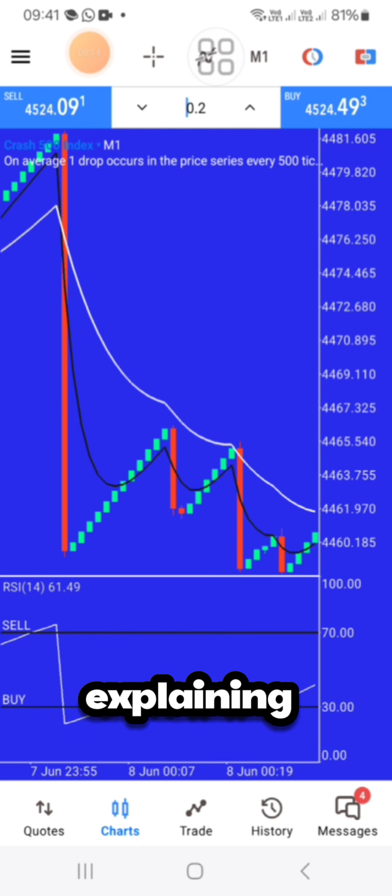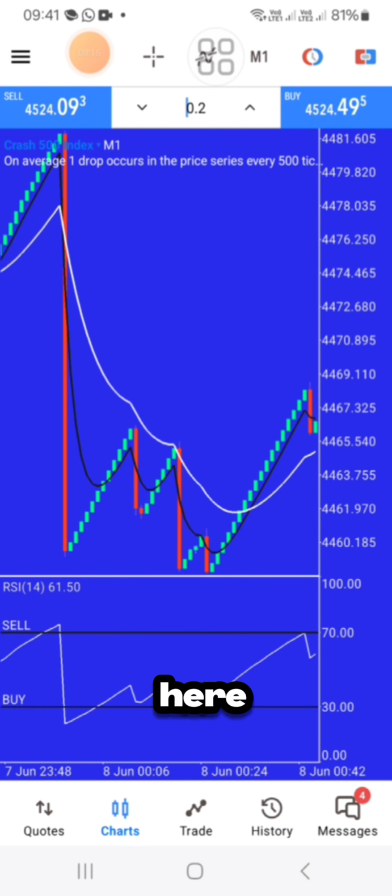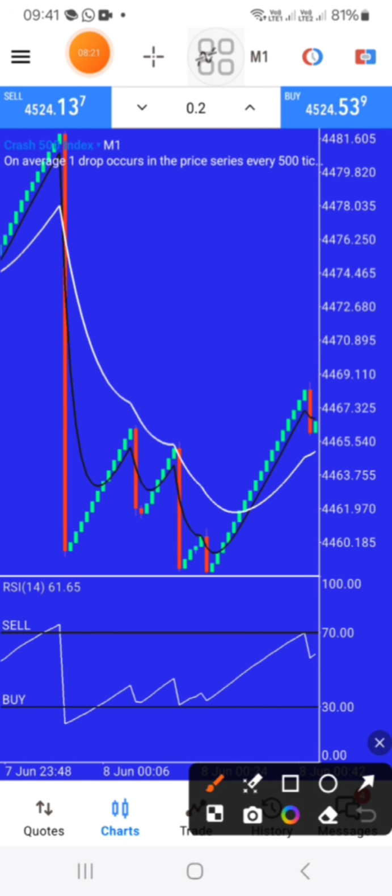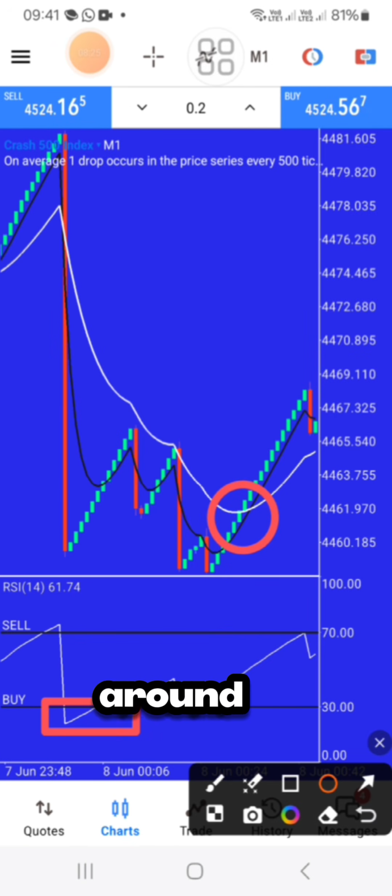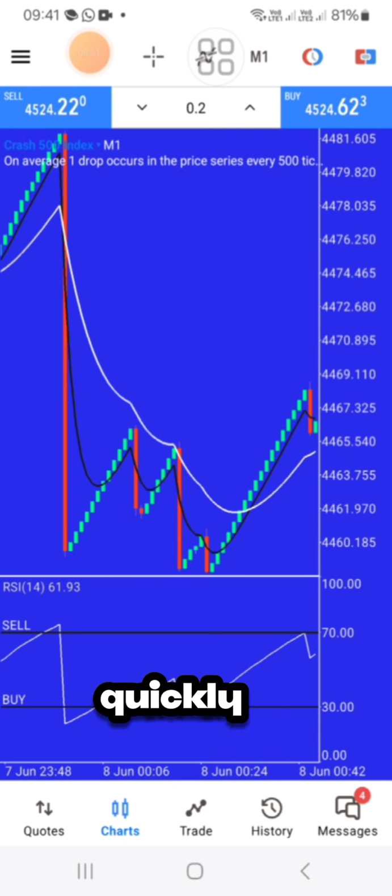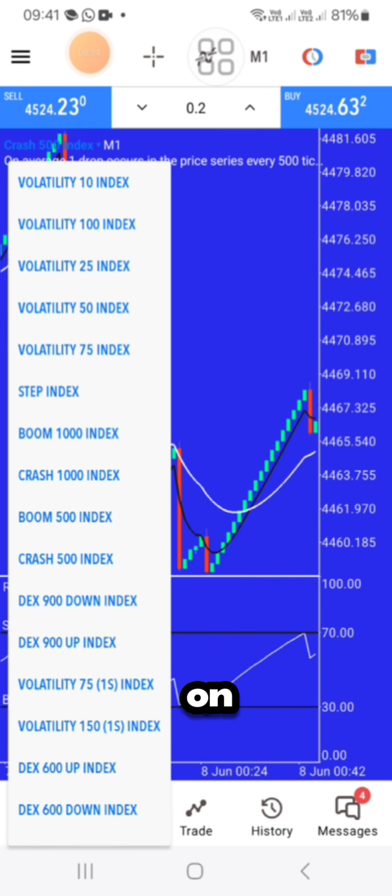Okay, like what I was explaining, you see here we had price crossing above the 30. We had the crossing around this area. So you wait for the crossing on the main chart, then you get your 5 candles, then you exit the market. And let's quickly look at how we're going to use this strategy on crash 300.